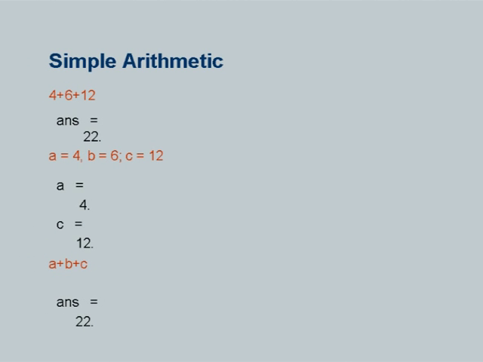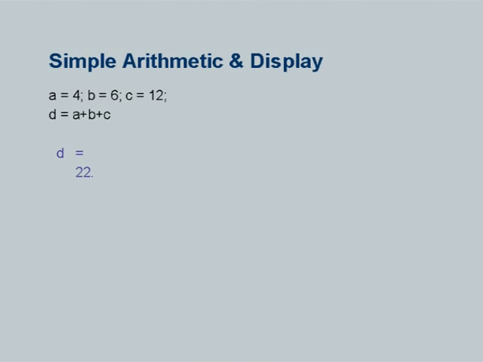Alright. So I hope that you can just follow this. Now I just say A plus B plus C, it says the answer is 22. Okay. I do some more of these. A is 4, B is 6, C is 12. I put a semicolon, it doesn't echo anything. Then I say D equals A plus B plus C and D is 22.